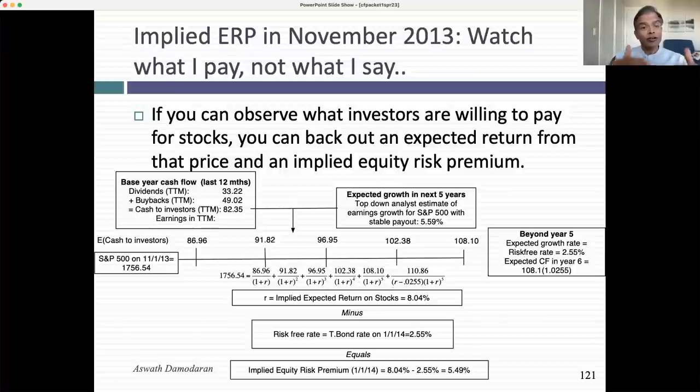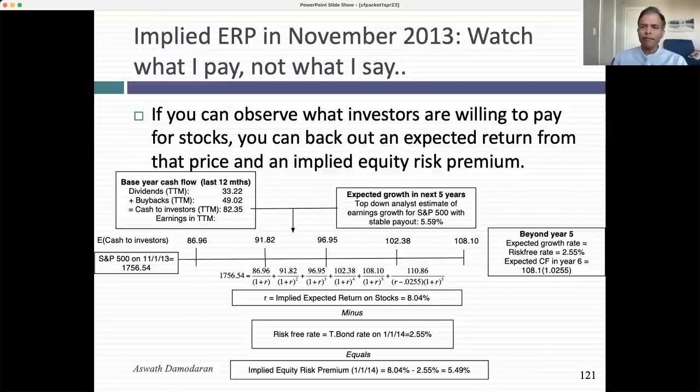So instead of coupons, I've got expected cash flows. And unlike a bond, which has a finite maturity, what's the maturity date for stocks? There's none. They can go on forever. So here's what I do to capture the fact that they can go on forever. I assume that beyond year five, the cash flows will continue to grow at the risk-free rate.